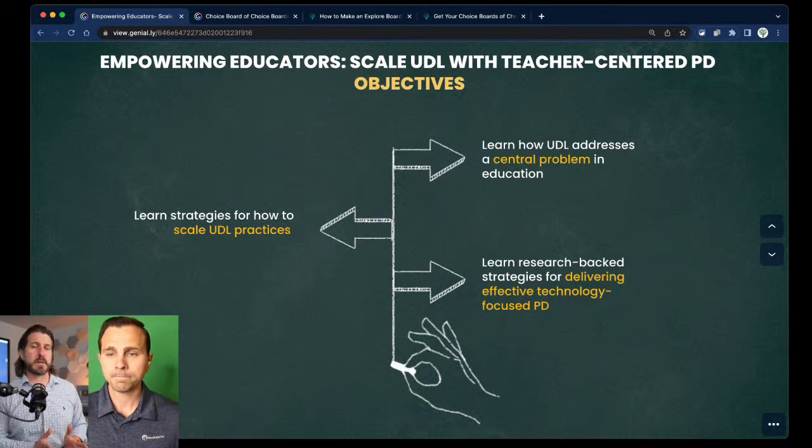And then we'll also be looking at some research-backed strategies for delivering effective technology-focused PD. So how do we actually get teachers to use the technology that perhaps you've purchased as a school leader, and you're trying to get people to use it for meaningful learning? We'll look at some strategies to do that.